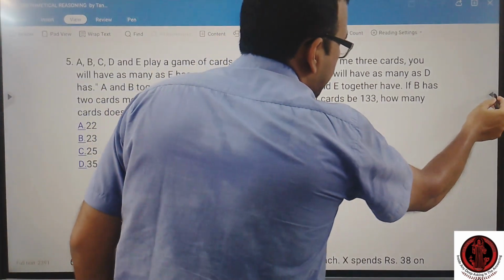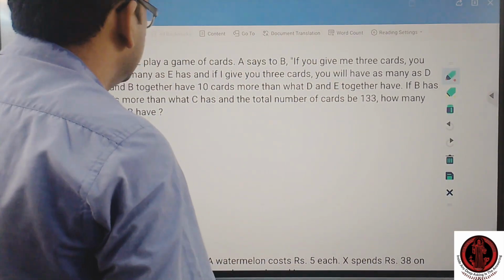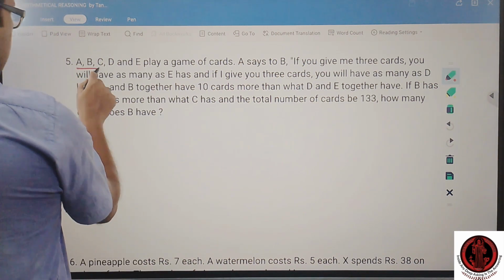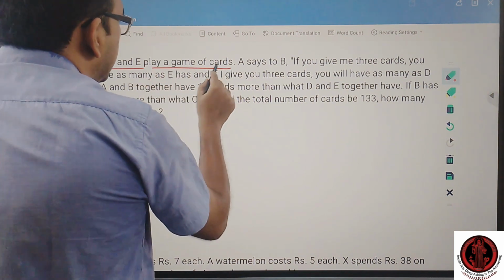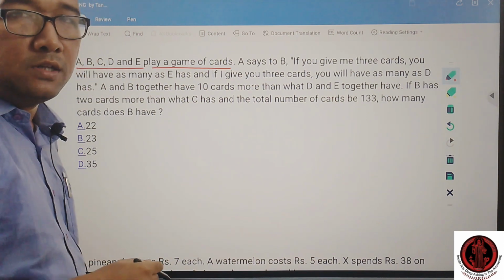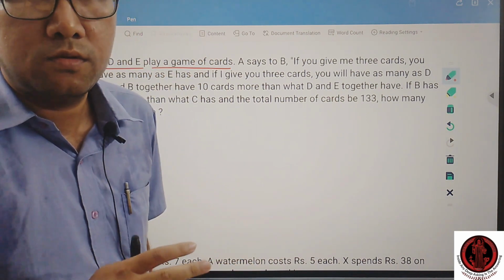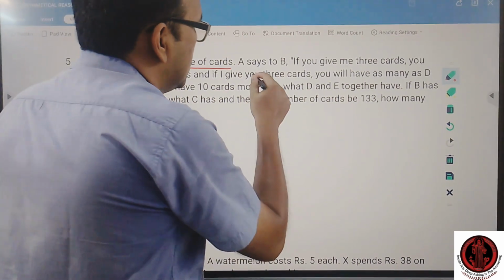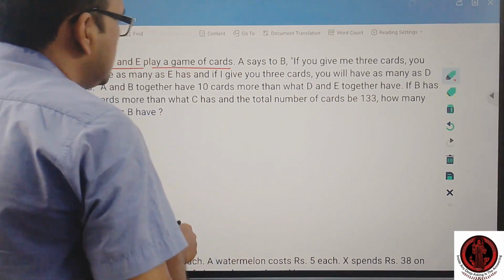Now question number 5. Question number 5. A, B, C, D, E, 5 persons are there. Play a game of cards. Now some information is given. Now in this type of problem, based on the given information, you just solve. First, based on the given information, you have to make the equation. How to make the equation?